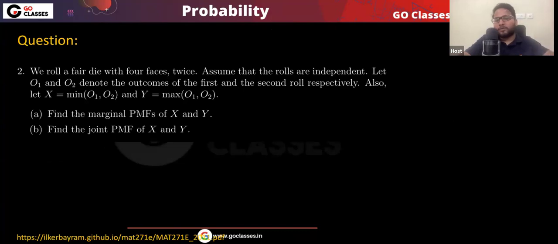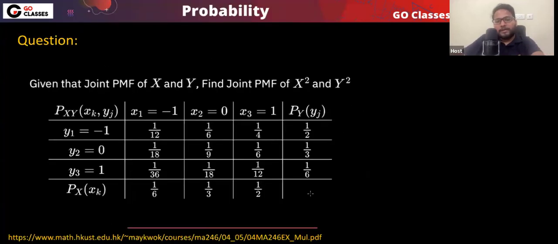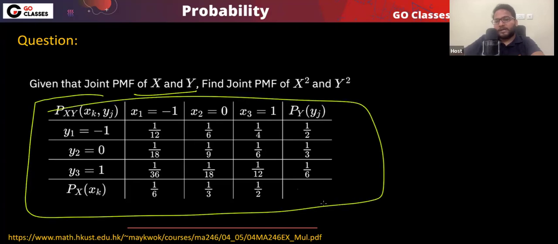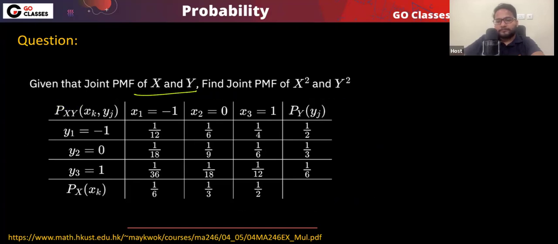Okay, so this is a good question, right? I think this kind of question we have solved, right? Minimum, maximum, these kind of questions we have solved. So this is a good question. Similarly, yeah. So this is also a good question. What they are saying is that the PMF of XY is given to you. So the joint PMF of XY is given to you like this as a table. Okay. Now they are saying, what is the joint PMF of X square and Y square? This is interesting.